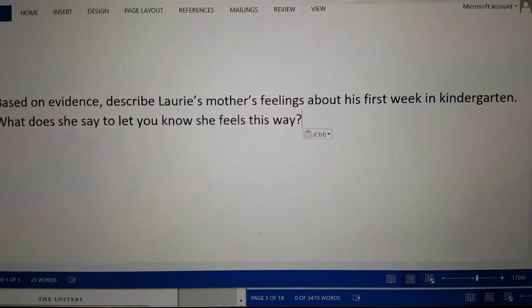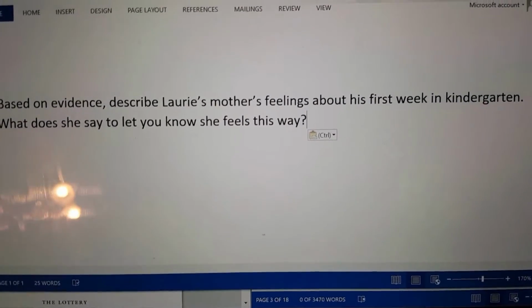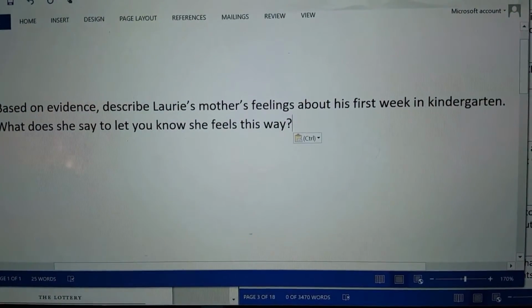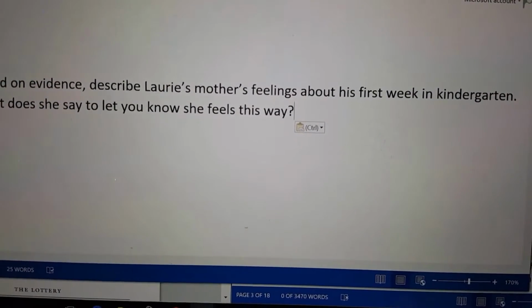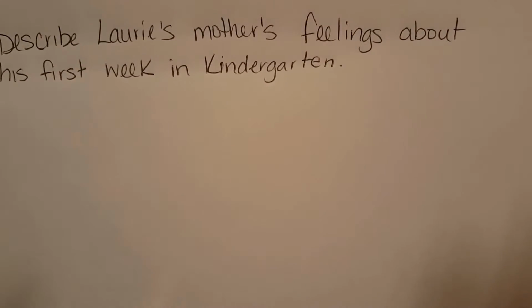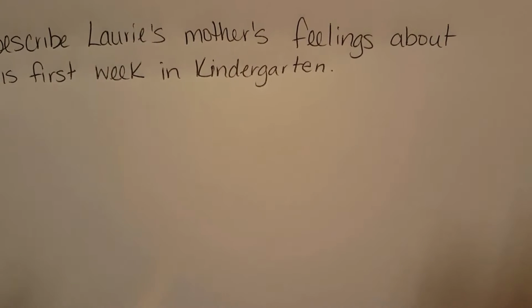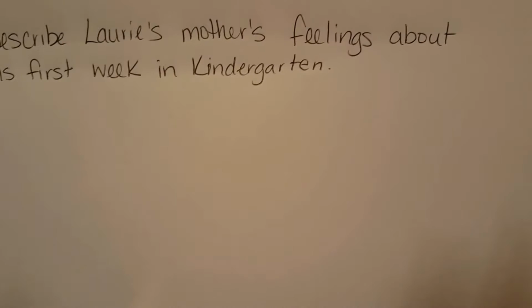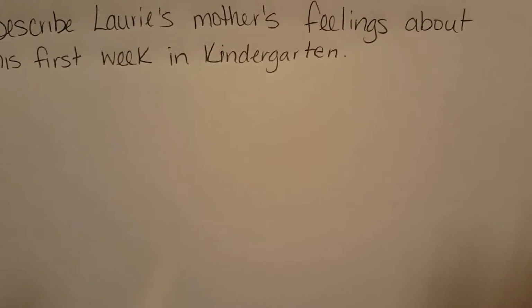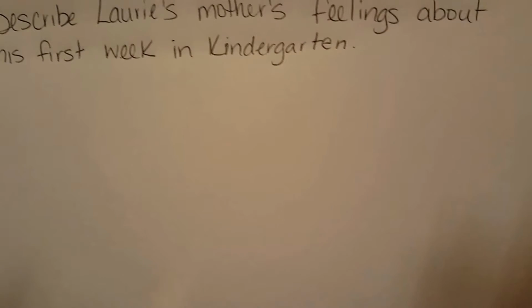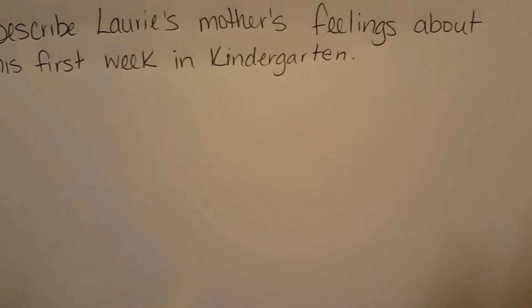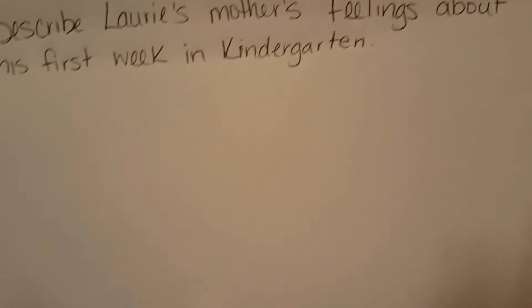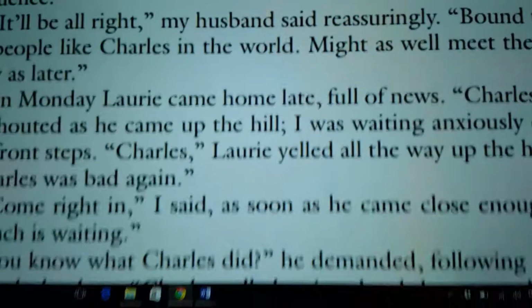So I'm going to take you through step by step to show you how you can get a perfect 4 on your answer, okay? Okay, so let's talk about the first part of the question, which says describe Lori's mother's feelings about his first week of kindergarten. Now, what we need to do is go through our story and find when Lori's mother is talking about the first week of kindergarten. So let's switch over to my computer.